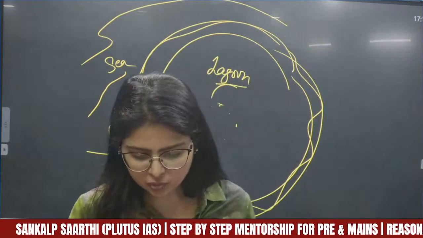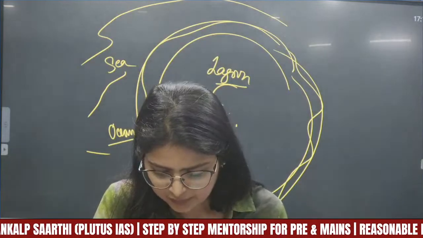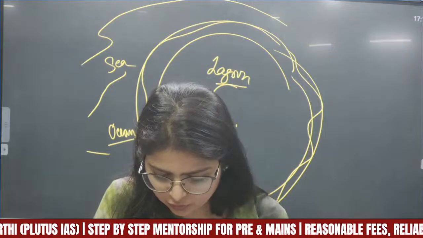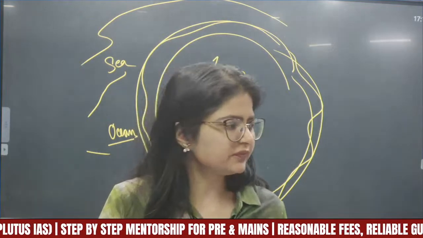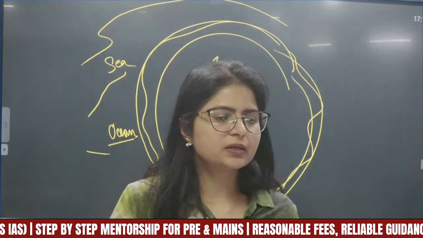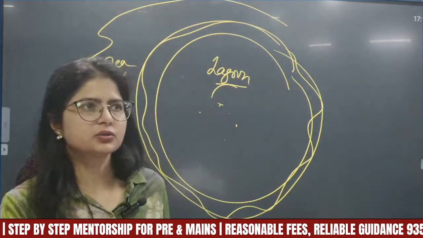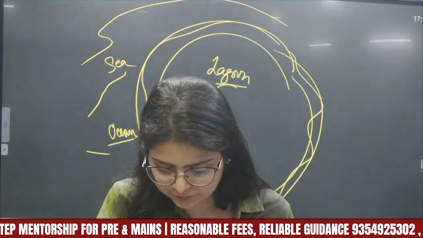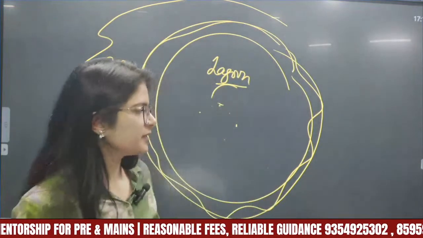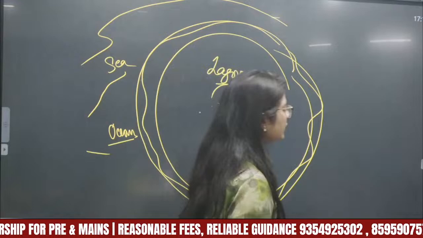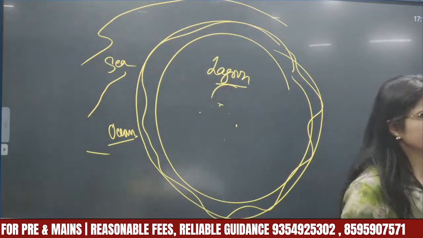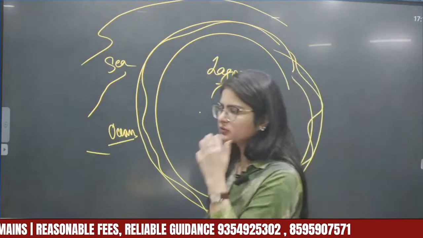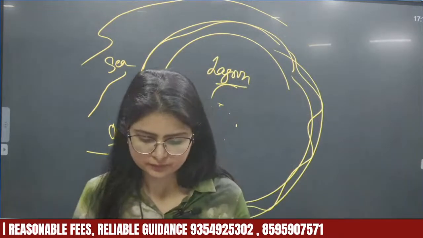So write down atoll is a ring-shaped coral reef, island or series of islets that encircles a central lagoon, usually found in tropical and warm tropical areas. These reefs take millions of years for the formation.